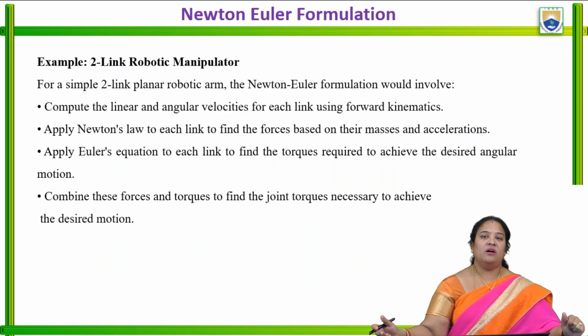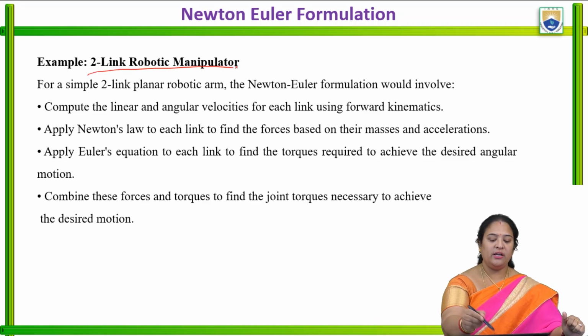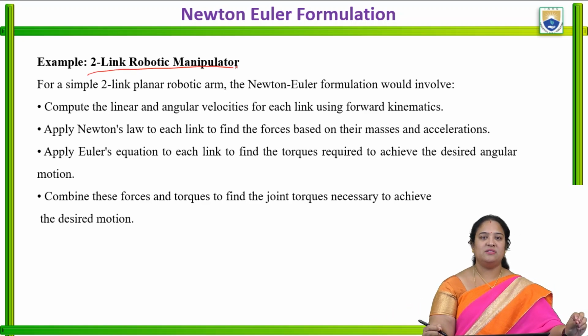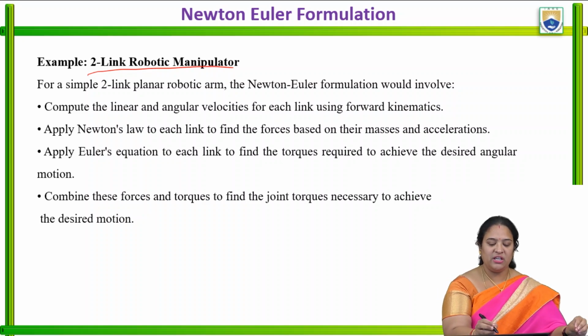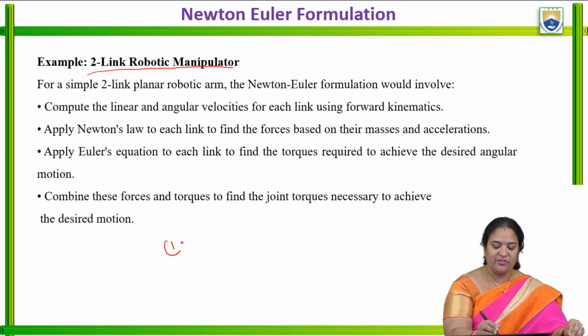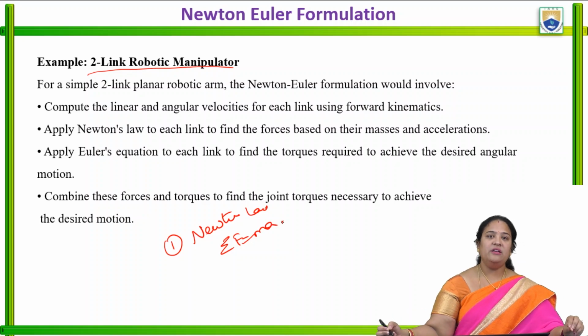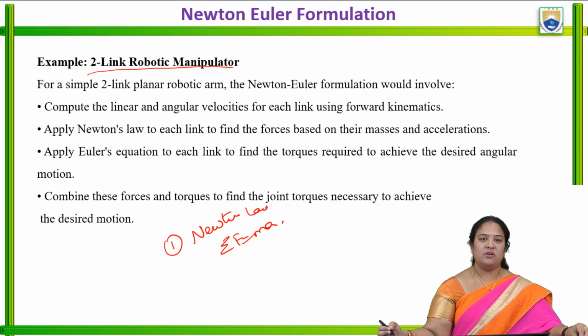How can we explain this particular Newton-Euler formulation with the help of a two-link robot manipulator? Let us take a small example. When we are considering a two-link robot manipulator with respect to the Newton-Euler formulation, first we need to apply Newton's law. What is Newton's law? Sigma F is equal to m into a. Right? First we need to apply Newton's law.